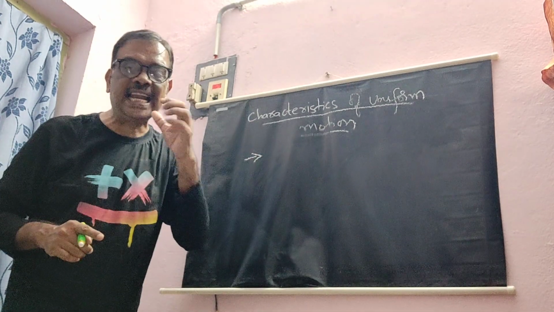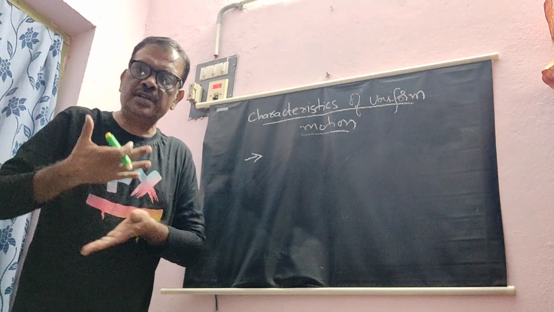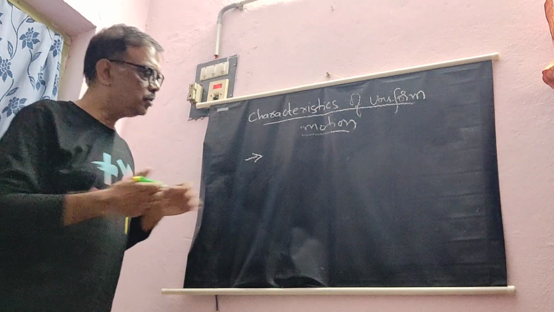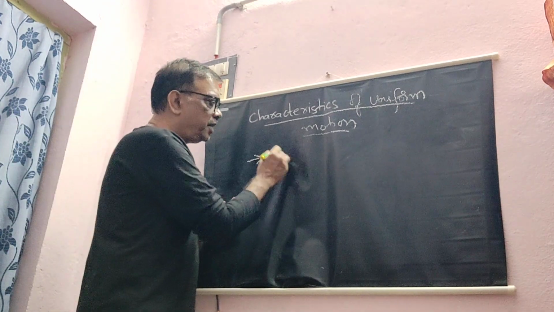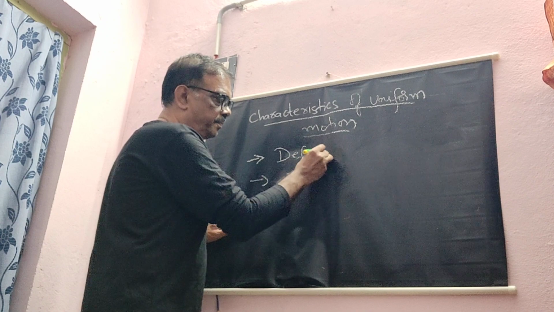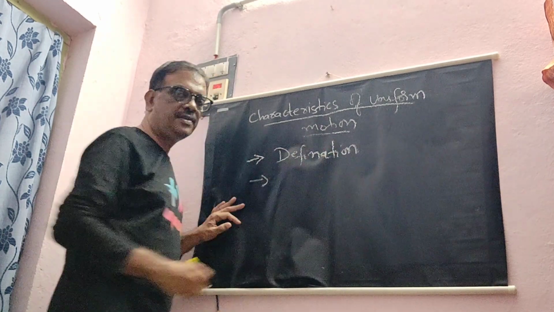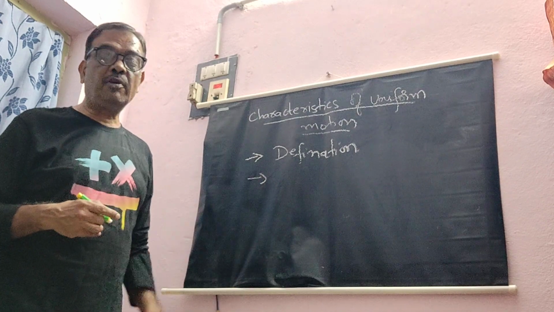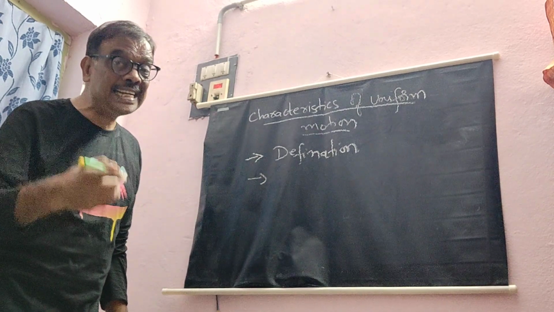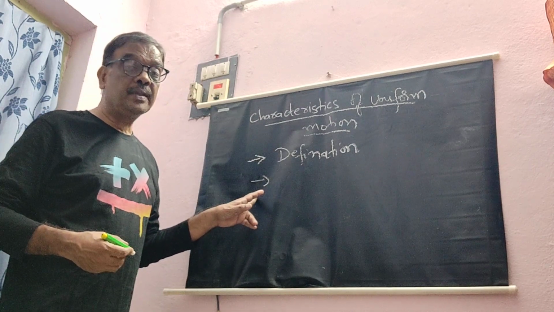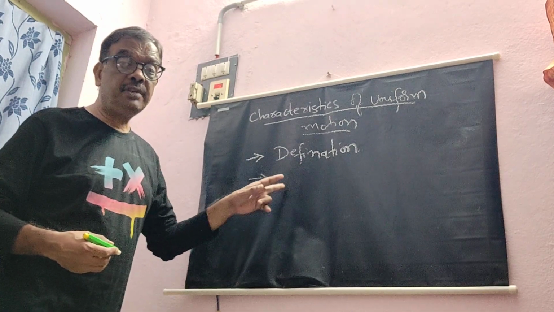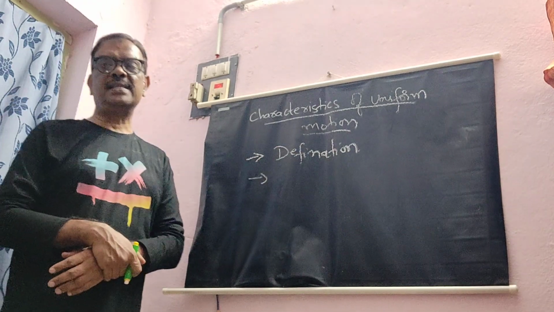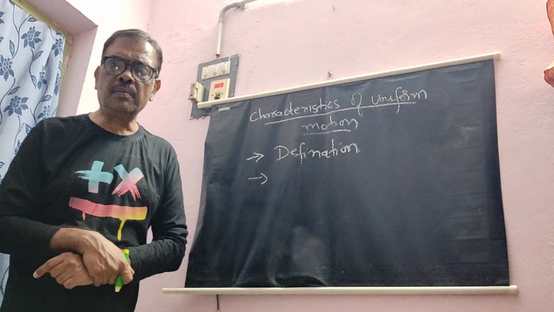So here we are writing characteristics of uniform motion. If an object covers equal distance in equal interval of time, then the object is said to have uniform motion. Second characteristic: if you plot a graph between distance and time, what type of graph do we get? We get a straight line graph. That is the second characteristic of uniform motion.